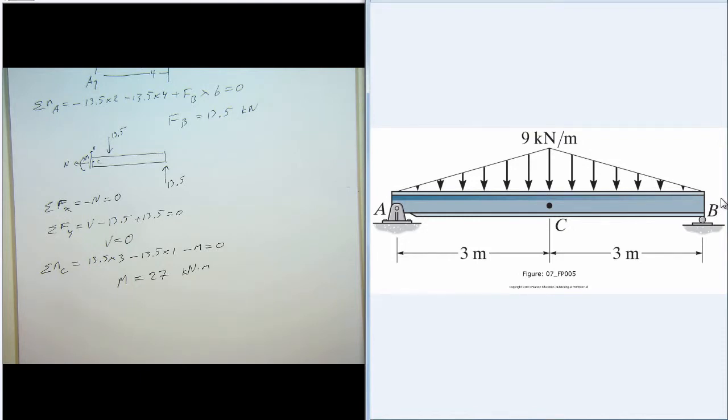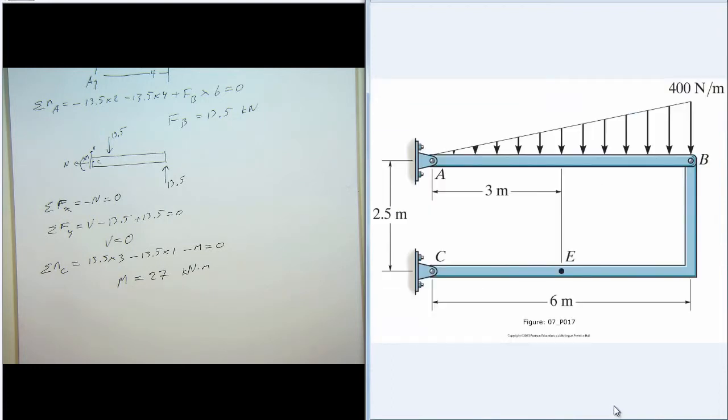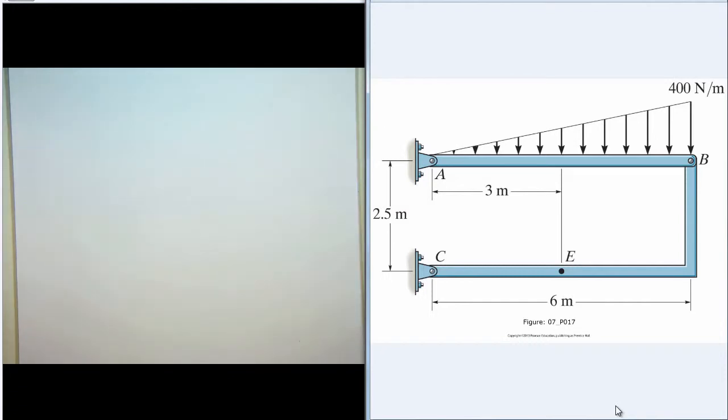So the main work is drawing the free body diagram appropriately, and then all that's left is to apply the equations of equilibrium. Another example that we'll look at is problem 7-17. So here we want to find the internal loadings at E. And I like this problem because it ties in what we looked at in the previous chapter with structural analysis for mechanisms.